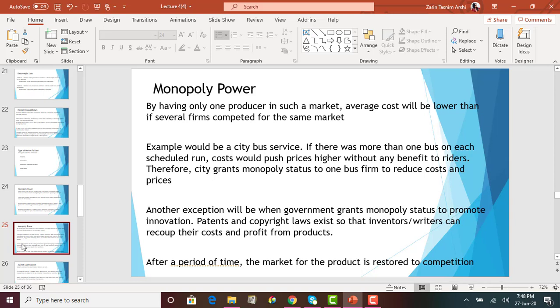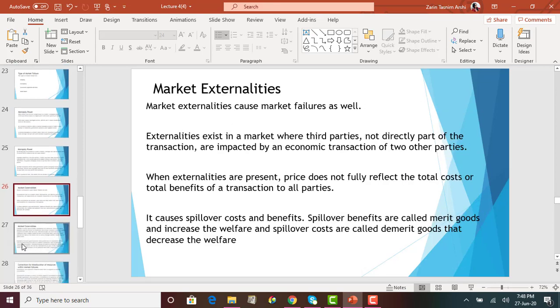Once that business is established and once that product is established in the market, the government can deregulate it and then allow competition to come in, which will eventually cause efficiency in the market. Okay, the second reason is market externalities. Market externalities cause failures. Negative externalities or positive externalities can cause market failures.